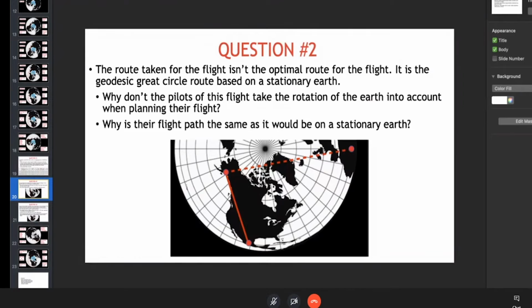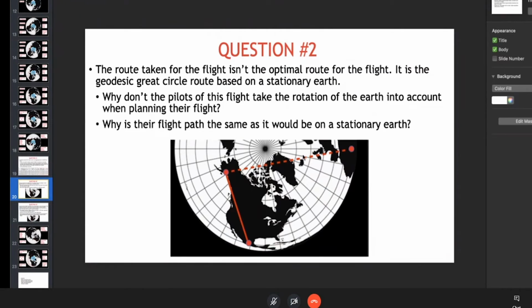Question number 2. The route taken for the flight isn't the optimal route. It is the geodetic great circle route based on a stationary Earth. This is the route that you would plan if we were on a stationary flat plane or a stationary globe, essentially. Why don't the pilots of the flight take the rotation of the Earth into account when planning their flight and go a different heading? Why is their flight path the same as it would be on a stationary Earth?